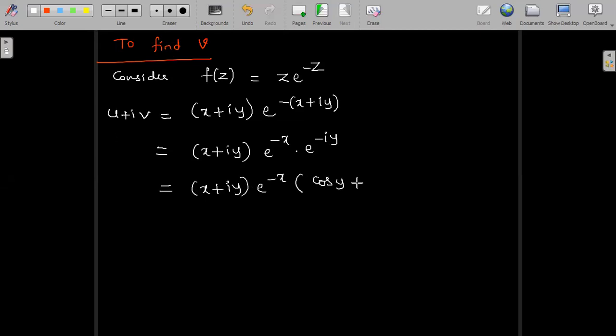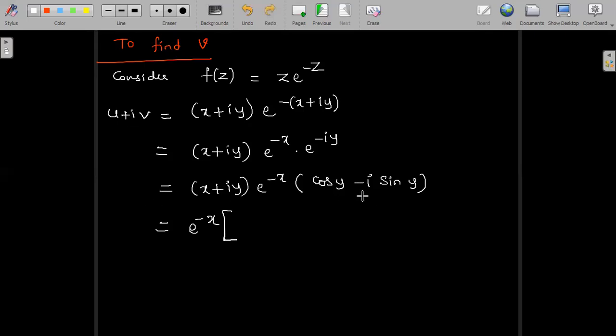So that this is x plus iy into e power minus x as it is, and e power minus iy can be written as cos y minus i into sin y. Now we have to multiply. So first I will write down the e power minus x term as it is. Let us multiply x plus iy with cos y minus i sin y first.